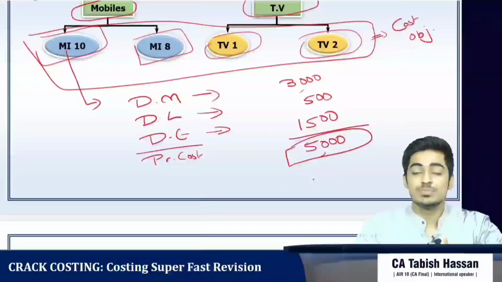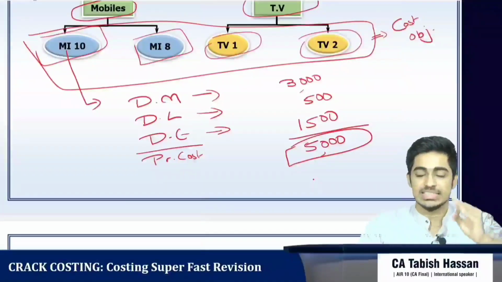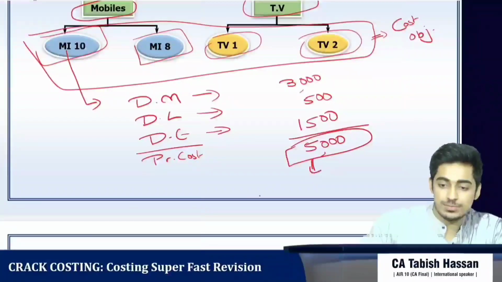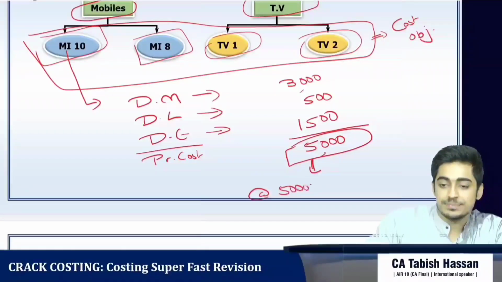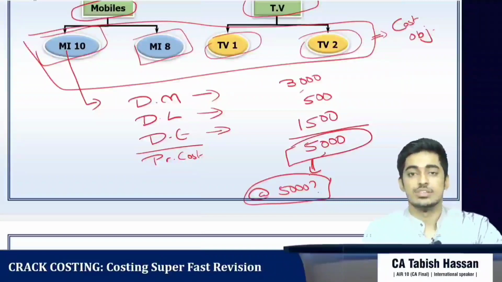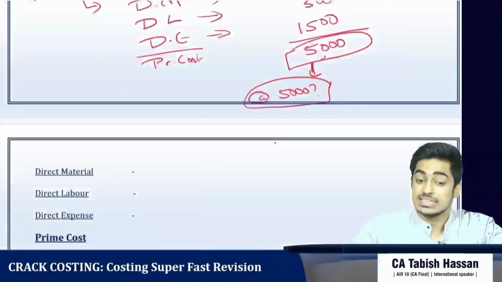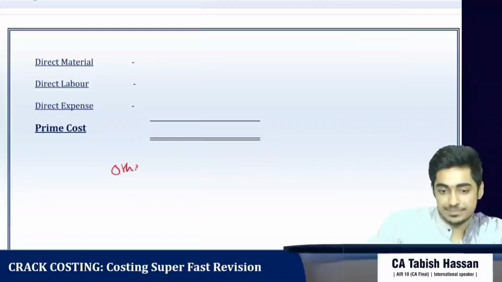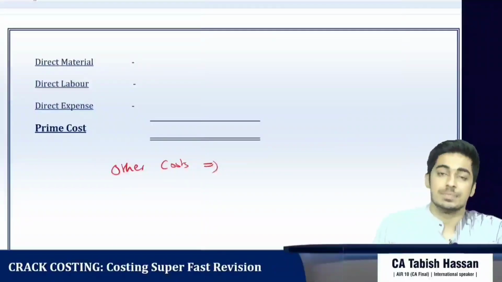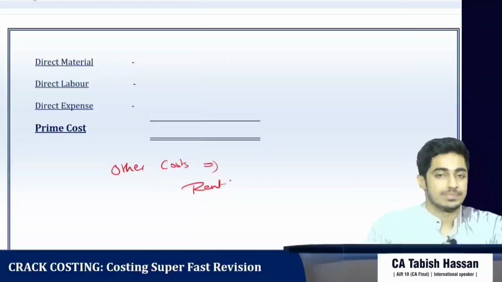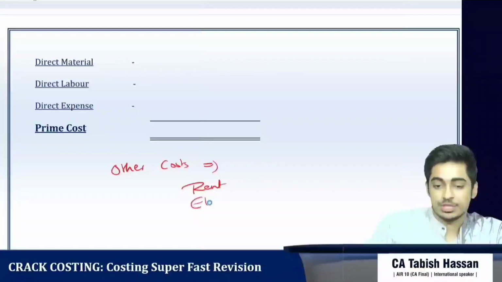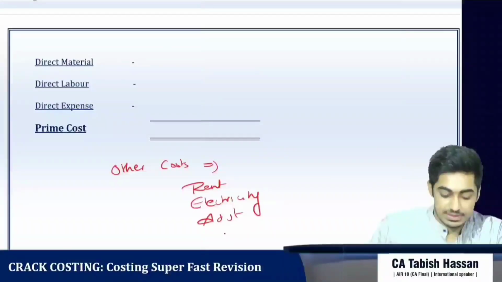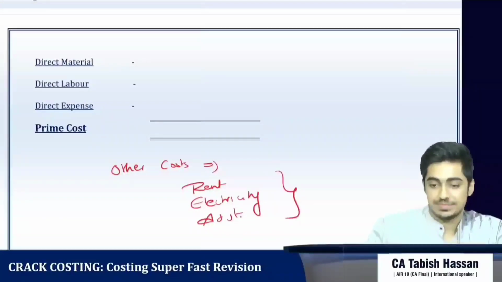Just for simplicity, assume that Xiaomi doesn't want to earn any profit. It just wants to sell its product at its cost. So can it sell the mobile phone at the rate 5,000? Yes? No? The answer is no. Because there are other costs involved as well. Say for example, they've got a building and they have to pay rent for the building. They've got the electricity charges. They've got the advertisement charges. And so many other expenses.